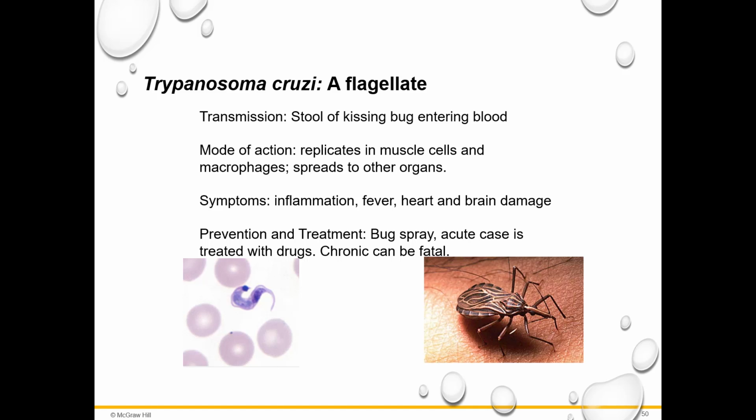So acute means short-term, rapid onset. Chronic means that you've had it for a long time and it's not going away. So chronic cases can be fatal. Prevention is also through bug nets, and in certain parts of the world, they have houses with thatch roofs. So not having that type of building structure, having solid walls in your house to prevent bugs from entering into your house, that's also a way to try to prevent Chagas disease.